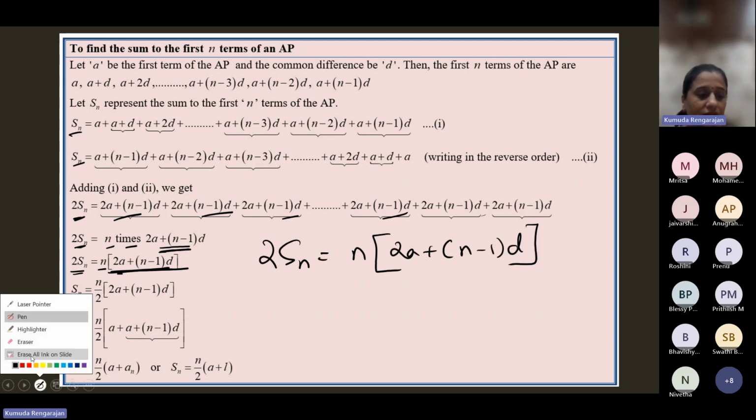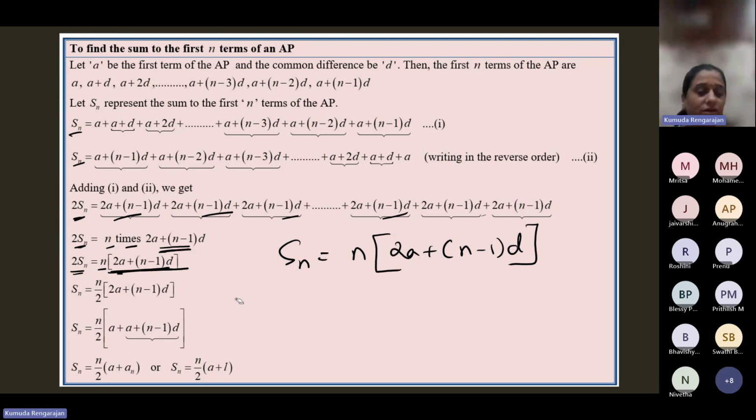So Sn will be, that 2 will come for division here: n by 2 of 2a plus n minus 1 into d. So this is the formula. This is the formula to find the sum of the first n terms of an arithmetic progression. Sn is equal to n by 2 of 2a plus n minus 1 into d, where n is the number of terms whose sum we have to find.